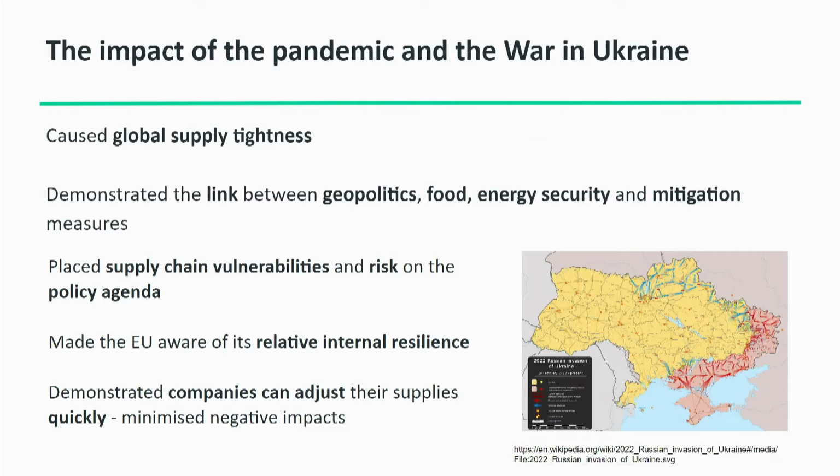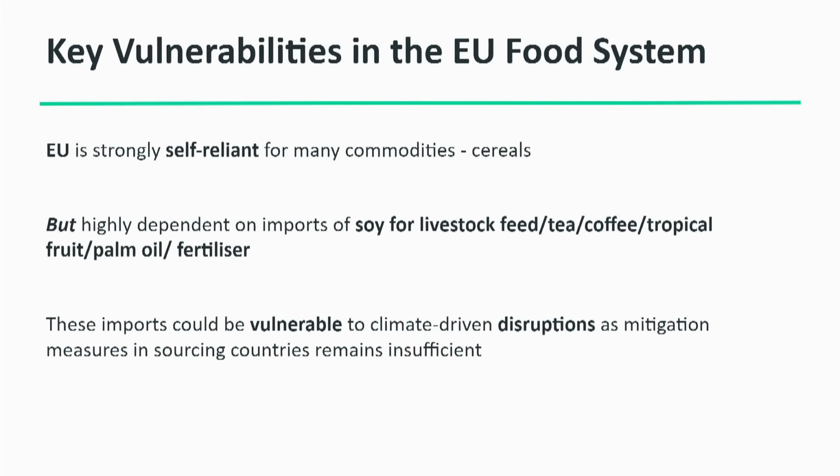So not so much in the energy domain, where we've seen quite large issues, but in the food domain, the EU as a bloc hasn't been as affected as other countries. And then in the private sector, it's actually demonstrated that companies have an ability to switch their supply chains very quickly, which has minimized some of the potential negative impacts we could have seen if trade was a lot less flexible than it is. So what did stakeholders deem were the key vulnerabilities to the EU food system?